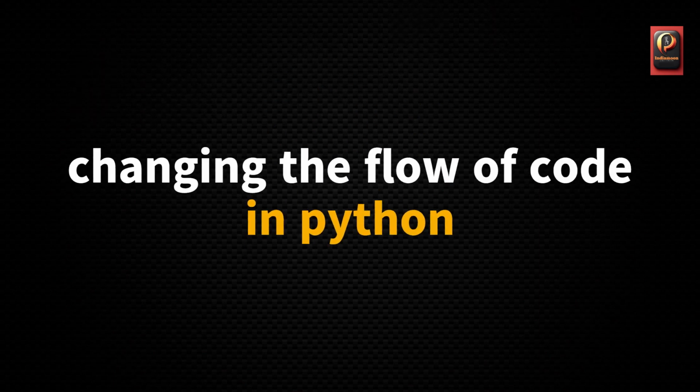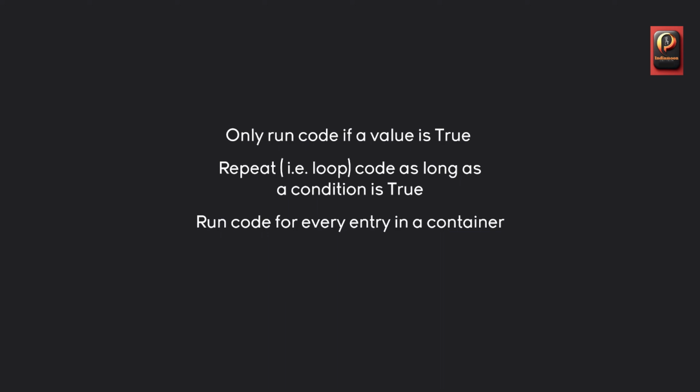In this section, we are going to cover how to change the flow of the code in Python. For example, imagine you have some code that you only want to run if a certain value is true, or maybe you want to repeat, i.e., loop, a code as long as the condition is true. Finally, maybe you want to run some code for every entry inside of a container like a list or a tuple. For all of that, we are going to cover some logic in this video.